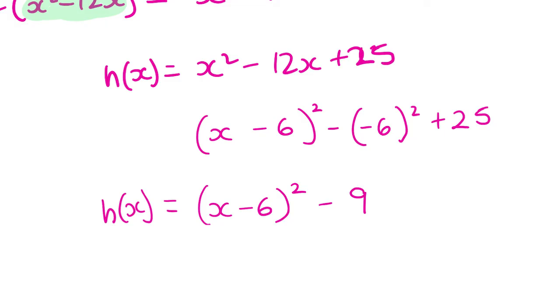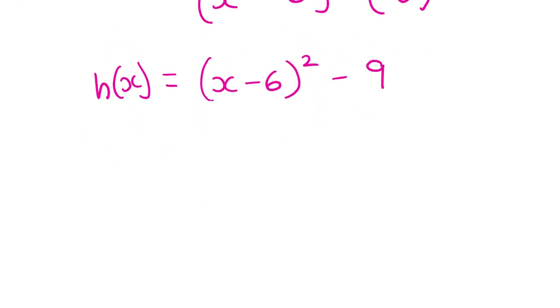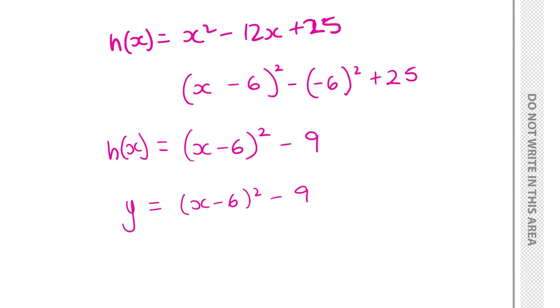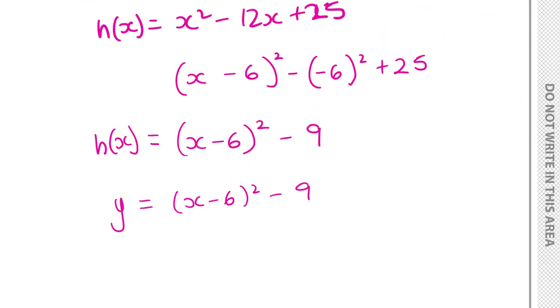Okay, so now we have written our function h in a way where we have 1x, so we can rearrange this. I like to just put y equals x minus 6 squared minus 9. We want to rearrange this to get x equals. Wait there, guys. What's minus 36 plus 25? Minus 11. Yeah, minus 11.